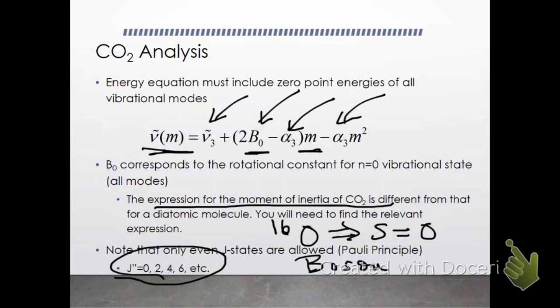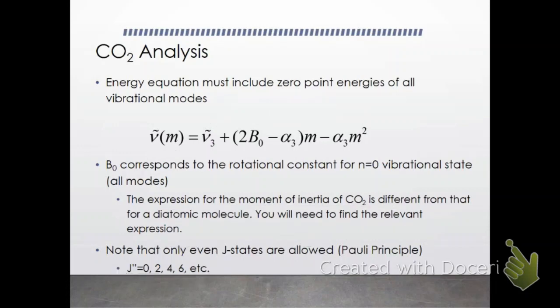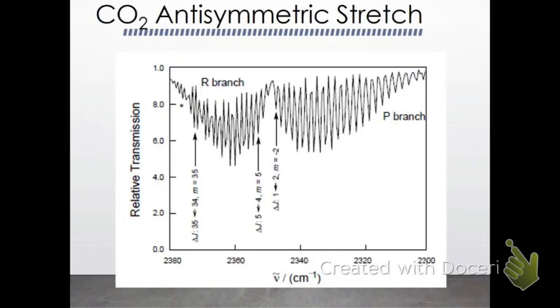So that actually means that half of the rotational lines that we would have seen in carbon monoxide, where all are allowed, are not present in carbon dioxide. So if we go back and take a look at the spectrum for carbon dioxide, we'll see how that has an impact on how we assign our lines.